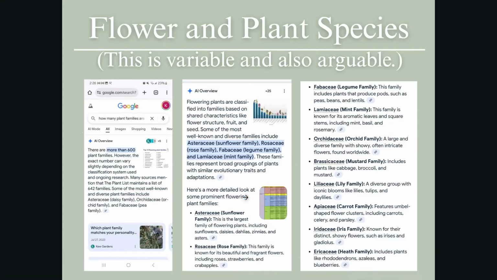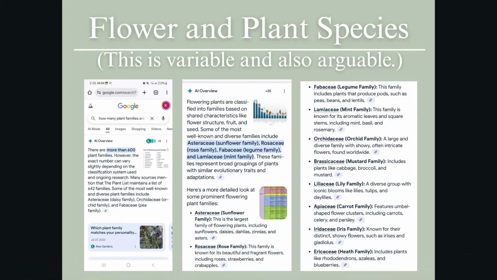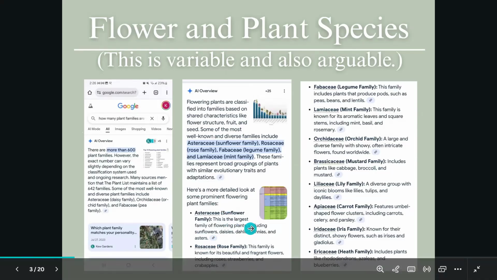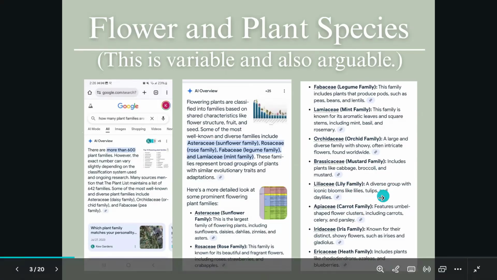And we have the Asteraceae, sunflower family, Rosaceae, and I apologize, I do not speak Latin. I don't have that skill. I studied French, so I am just guessing on this. Fabaceae, Lamiaceae, Orchidaceae, Brassicaceae, Liliaceae, Apiaceae, Iridaceae, Ericaceae. So, roses, sunflowers, legumes, mints, orchids, mustards, lilies, carrots, irises, and it just keeps going.